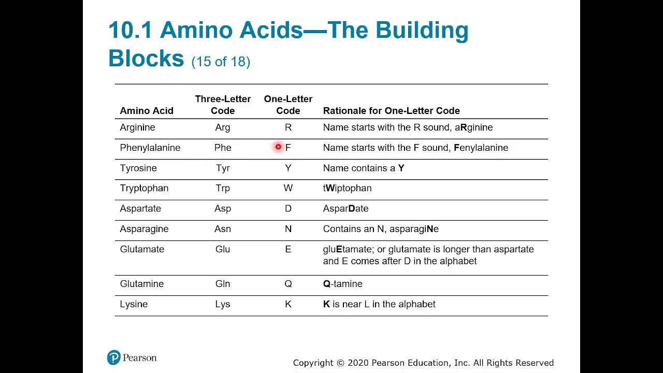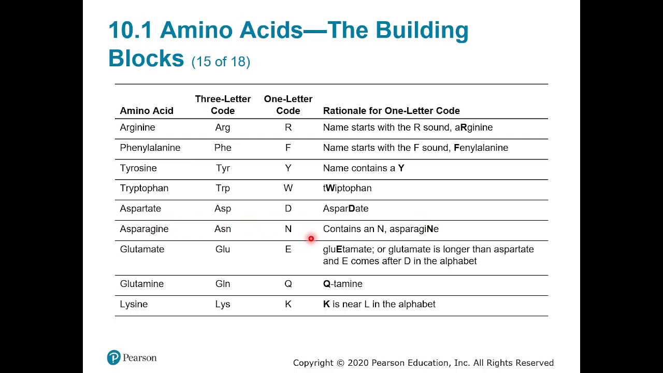This one's phenyl, fen. That's the sound of F, isn't it? And so they gave it F. Tyrosine has a Y in it, and so they gave it the Y. Okay. Tryptophan, you'll notice if you say that fairly quickly, or in certain accents, it actually has a very W-sounding name, doesn't it? Twip. Can you hear it? Yeah, so tryptophan, twip. W. This one right here has a hard D sound in it, and so aspartate, D, and they give it a D.